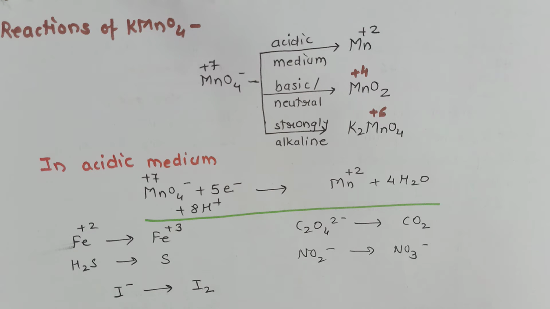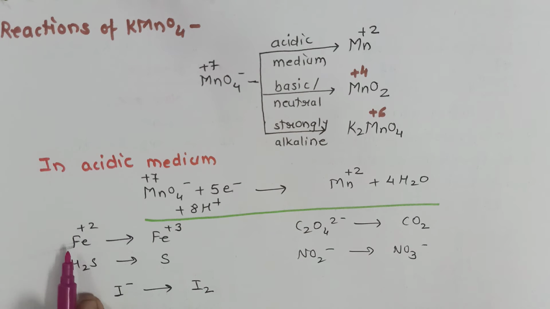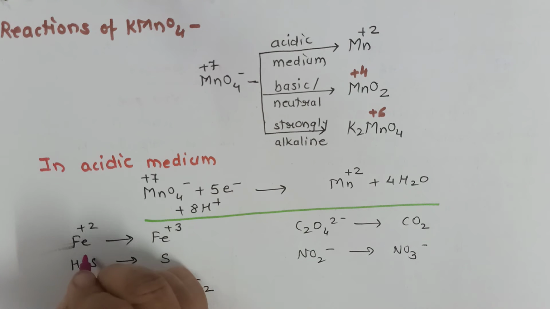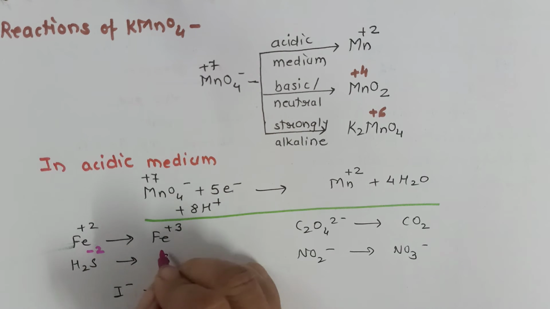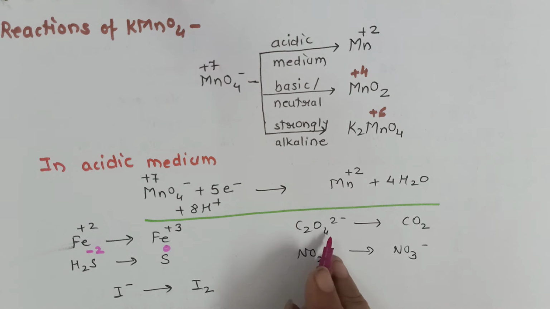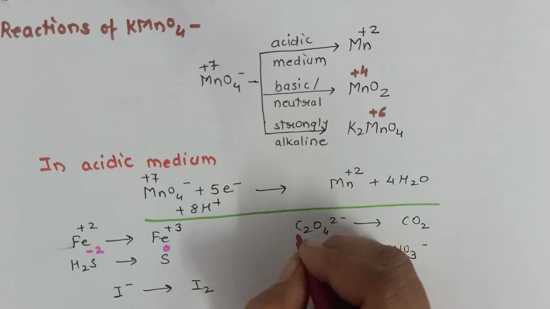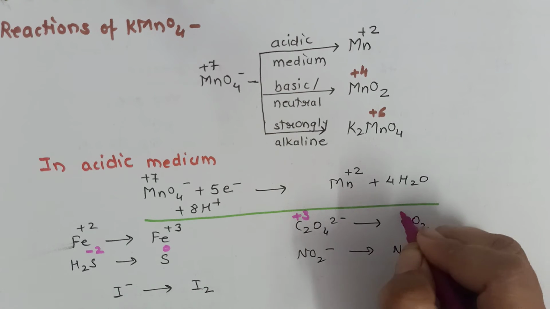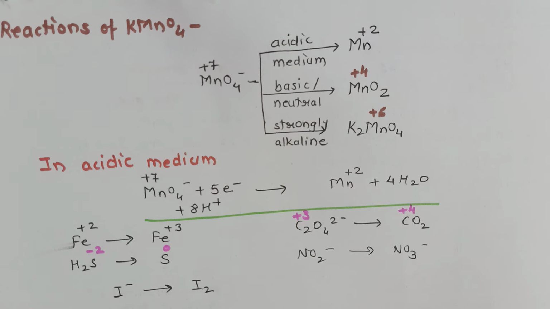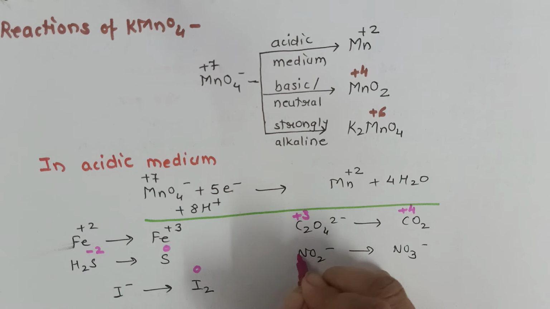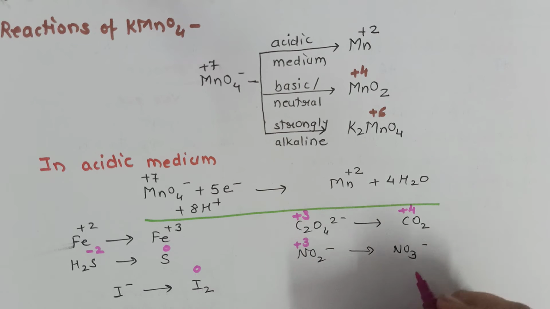Now let us have a look at their oxidation numbers. The oxidation of ferrous to ferric I have already made clear. Now in oxidation of H2S to sulfur, the oxidation state of sulfur minus 2 gets oxidized to 0. Then in oxalate ion, the oxidation state of carbon is plus 3, whereas in carbon dioxide, it is plus 4. In iodide to I2, here it is minus 1, and in I2 it will be 0. In case of NO2 minus, the oxidation state of nitrogen is plus 3, which will get oxidized to NO3 minus, plus 5. You have to remember these changes in oxidation number.